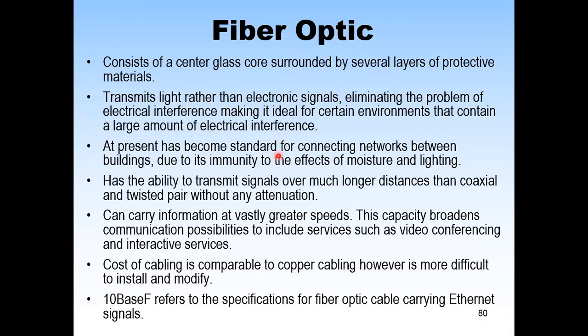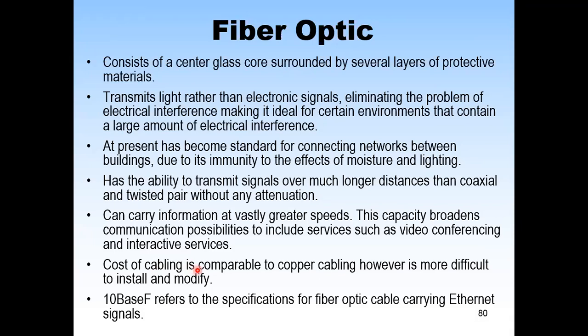At present it has become the standard for connecting networks between buildings due to its immunity to the effects of moisture and lightning. It has the ability to transmit signals over much longer distances than coaxial and twisted pair without attenuation. As it is the fastest, it can easily travel very far distances and carry information at vastly greater speeds. This capacity broadens the communication possibilities to include services such as video conferencing and interactive services.